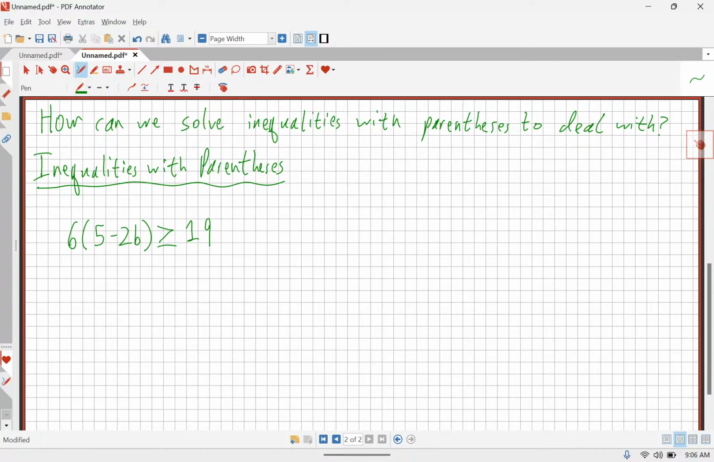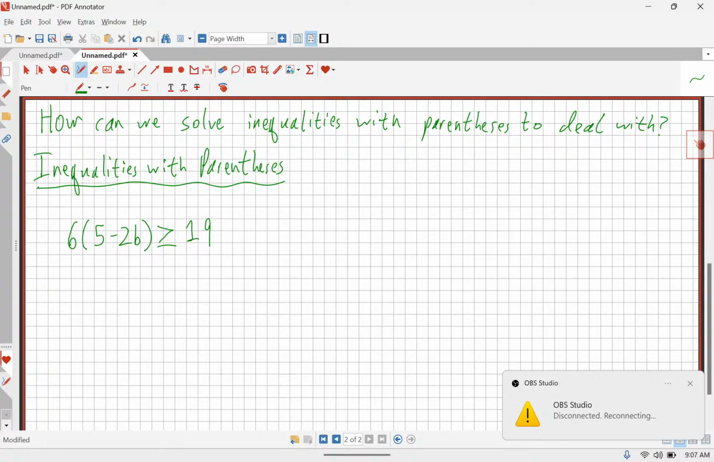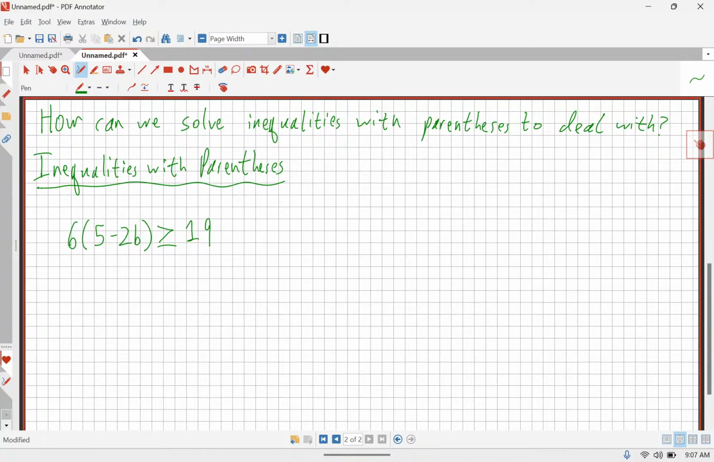Okay, but here's the thing. This is not helping. Yeah, I know. What you need to do is this. Okay? 30. So 30, write it down. And then what's 6 times negative 2? Negative 12b. Very good. Is greater than or equal to 19. Now that's a two-step inequality, and it goes down a little bit like the ones that we did in our warm-up. So do that instead.